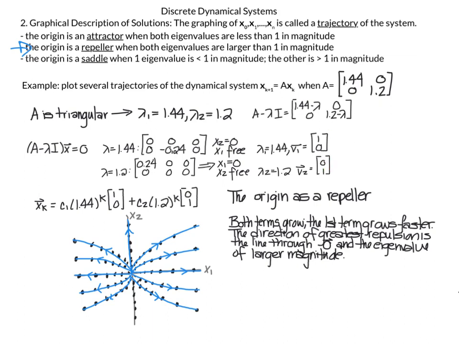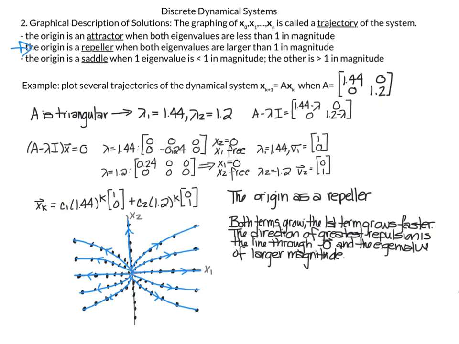So here, because our general equation x of k is c1 times 1.44 to the k times 1, 0 plus c2 times 1.2 to the k times 0, 1, these two eigenvalues are both greater than 1 in magnitude, so things will be growing. So the origin is going to be a repeller because both eigenvalues are larger in magnitude than 1.